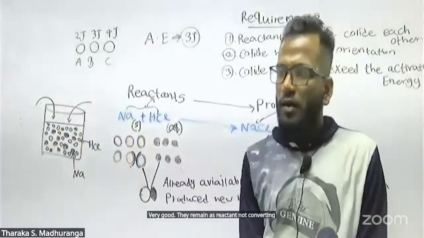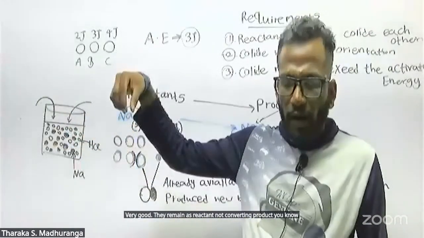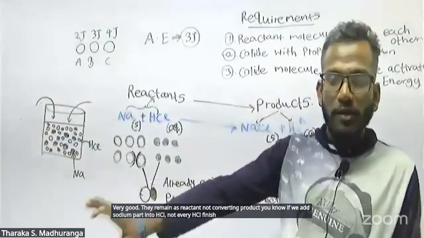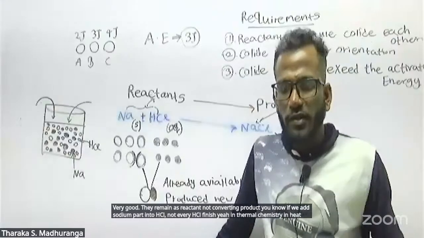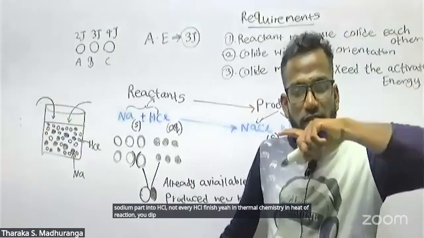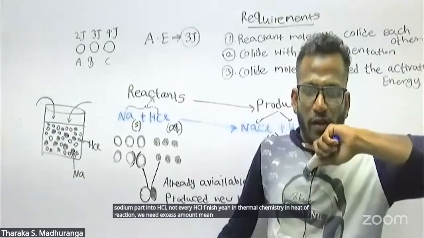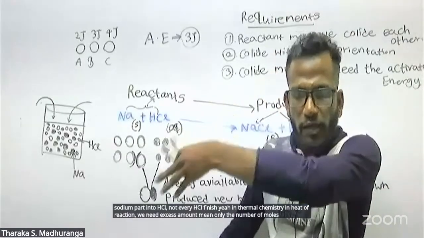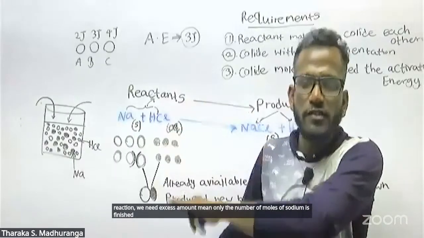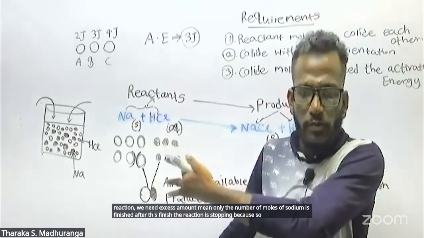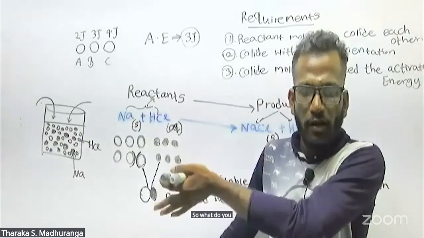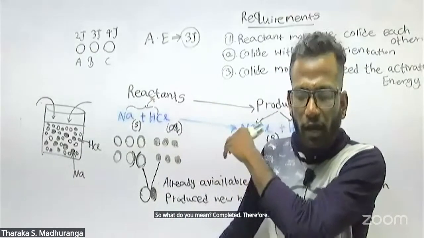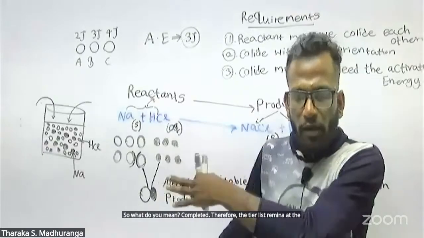You know, if we add sodium into HCl, not every HCl is finished. Yeah, in thermal chemistry, in heat of reaction, you did it. We did excess amount, meaning only the number of moles of sodium is finished. After this, the reaction stops because the sodium is completed. Therefore, the other HCl remains. Other HCl molecules remain, not reacting.